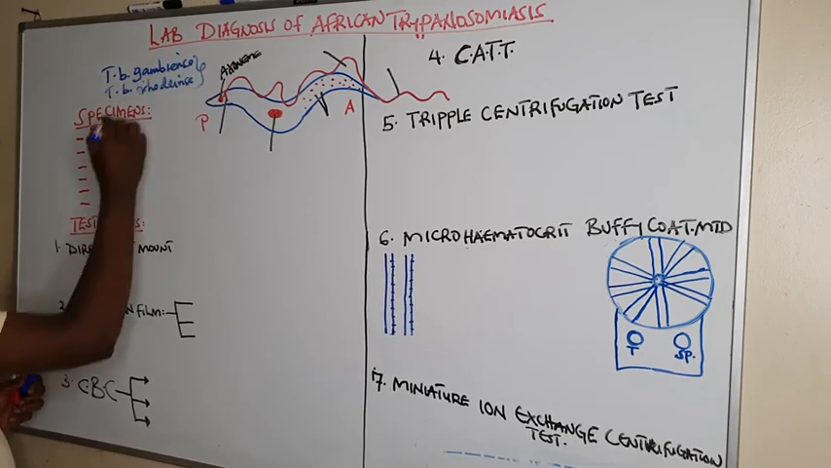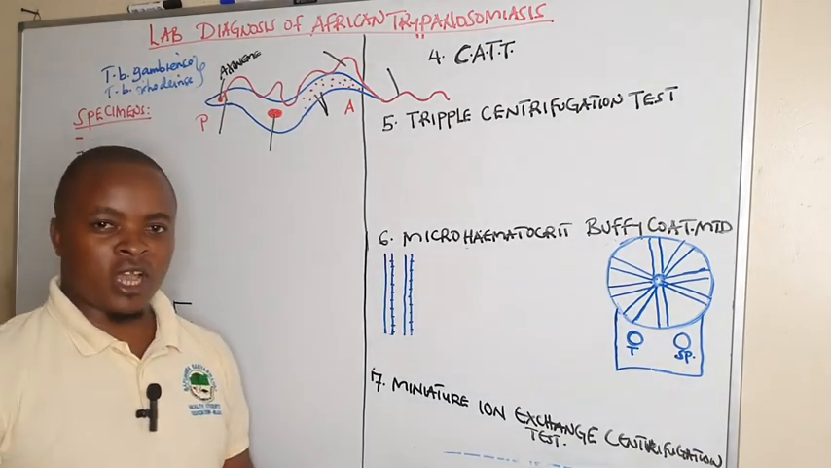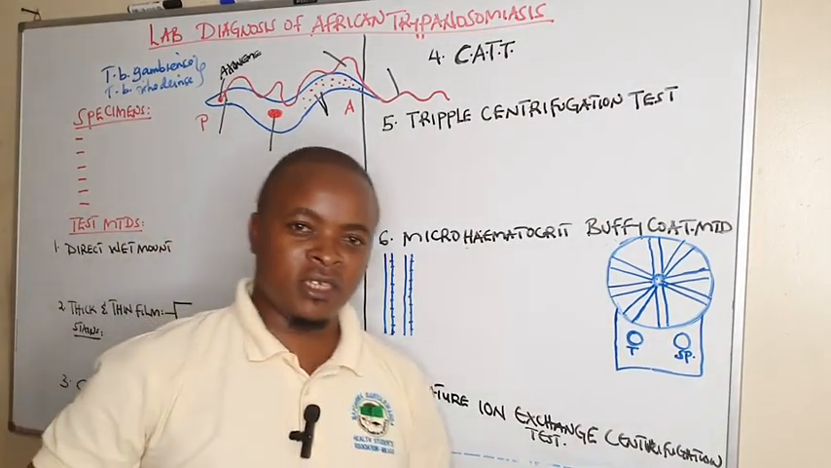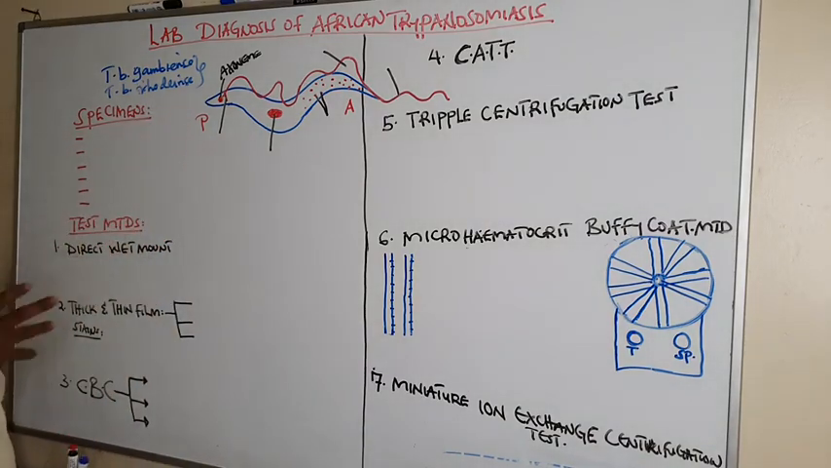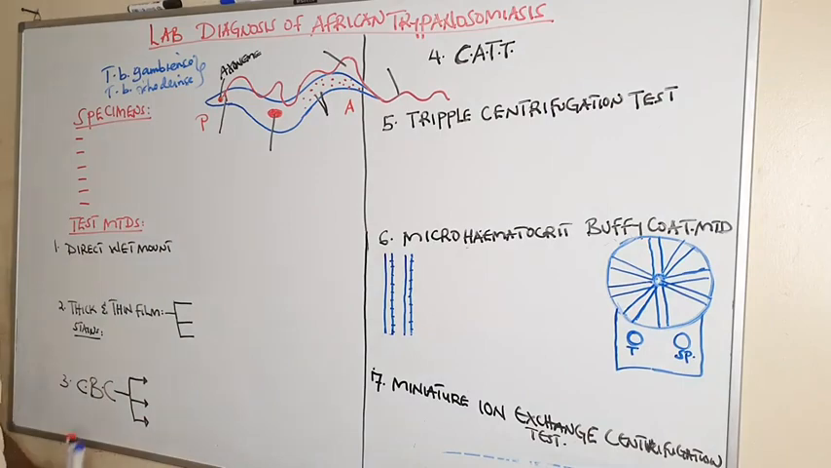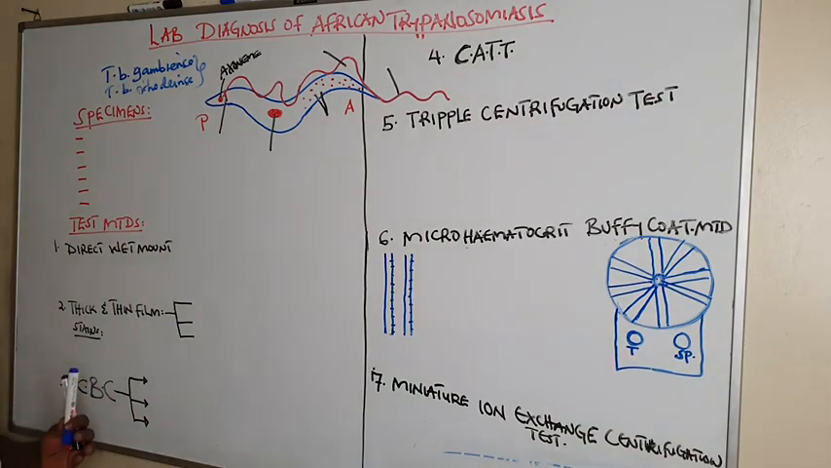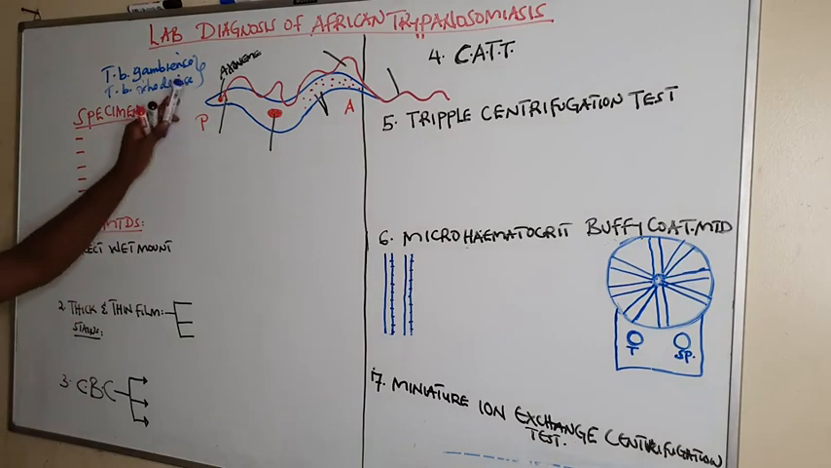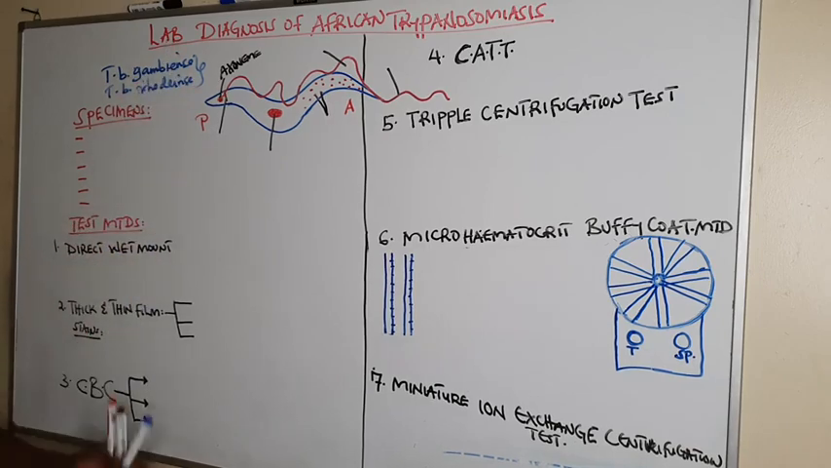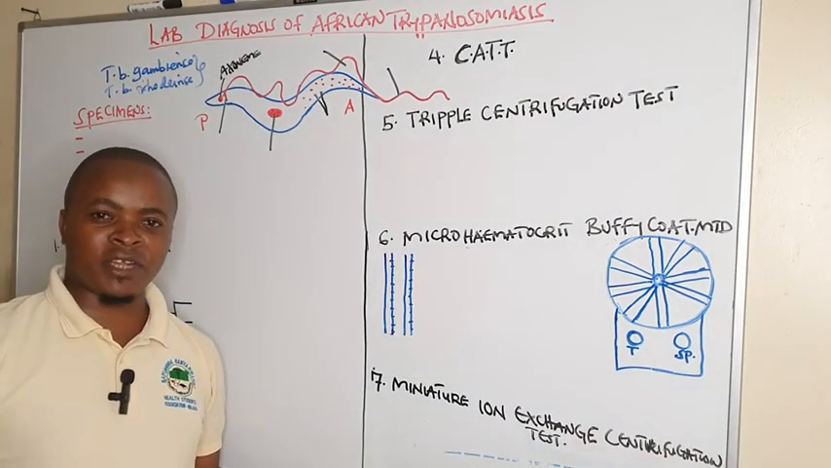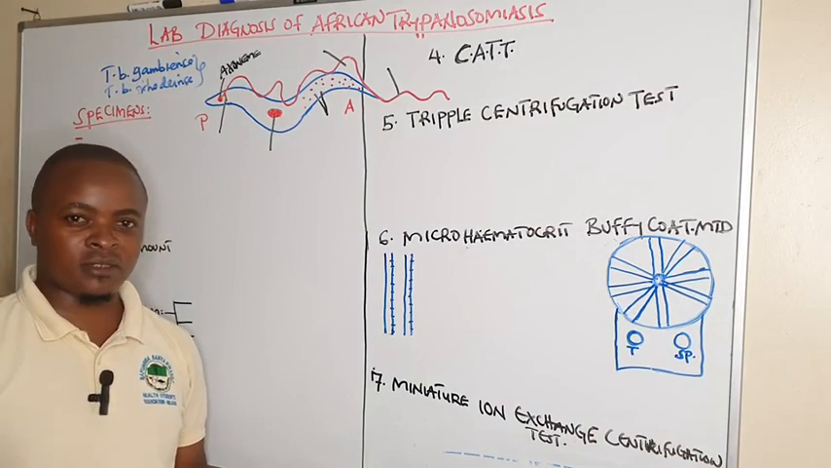So these are the two major species which lead to African trypanosomiasis, whereby rhodesiense is common in woodland and savanna, and is also found in the game parks, and it causes what we call East African trypanosomiasis, whereas gambiense causes West African trypanosomiasis.